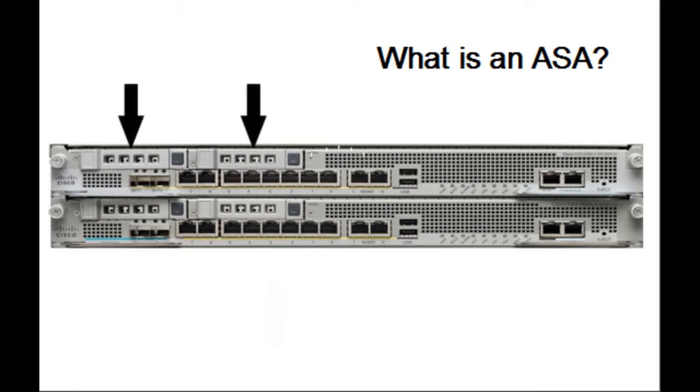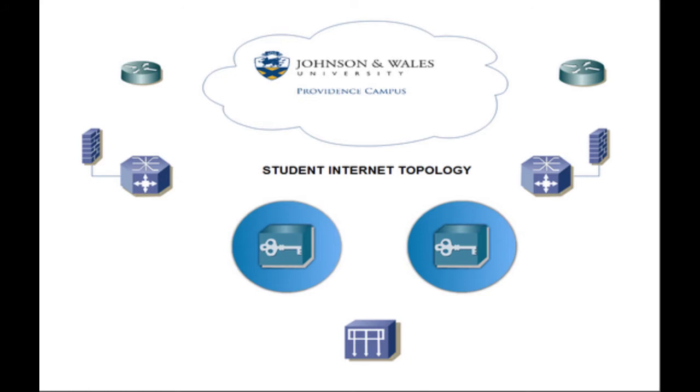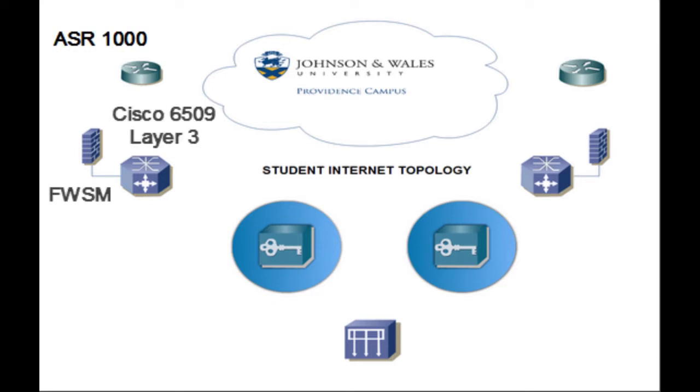So let's take a look at the device itself in terms of where it's located in a network and how the traffic would flow through it. In this example, I have a very rudimentary diagram of the Johnson & Wales student internet topology. This is a very basic diagram, and it doesn't show the enormous complexities involved in the actual cabling and or physical locations of the devices, but it should give you a sense of what a packet does with respect to the ASA 5585.